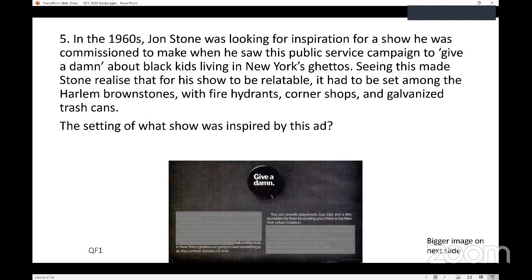Srinivasa Ramanujan, please go ahead. Srinivasa Ramanujan, we are waiting for you. Is it Brooklyn Nine-Nine? It's not Brooklyn Nine-Nine. Ravikiran, please go ahead. Is it Sesame Street? That is right. So this is Sesame Street, and this is how the idea of setting it in a street itself came.